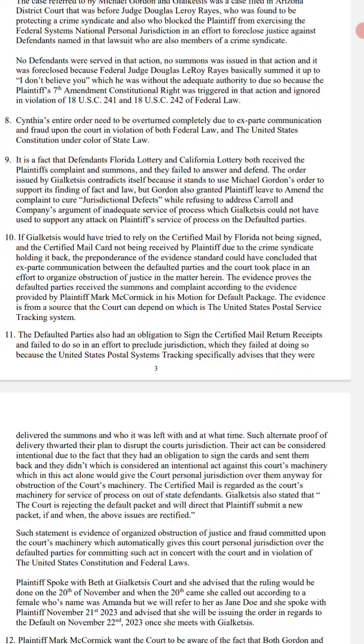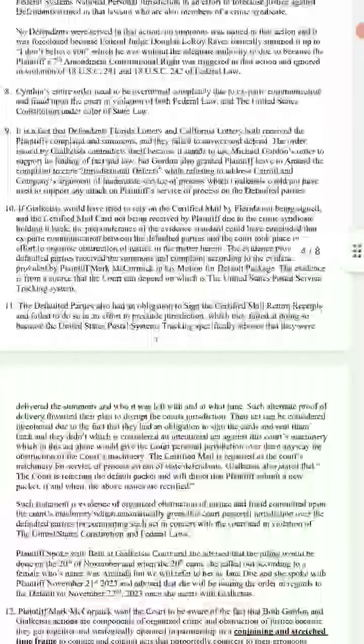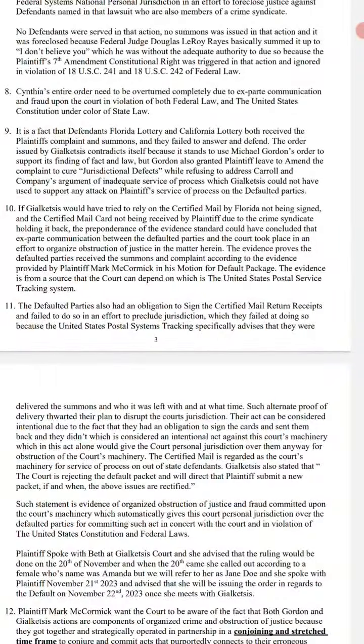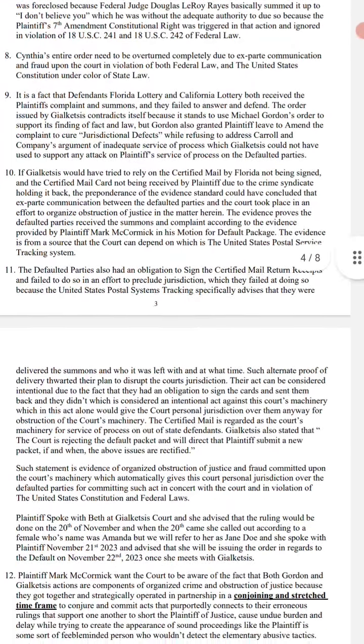Now, no defendants were served in that action. No summons was issued in that action, and it was foreclosed because federal judge Douglas Leroy Reyes basically summed it up to, "I don't believe you," which he was without the adequate authority to do so because the plaintiff's Seventh Amendment constitutional right was triggered in that action and ignored in violation of 18 U.S.C. 241 and 18 U.S.C. 242 of federal law.